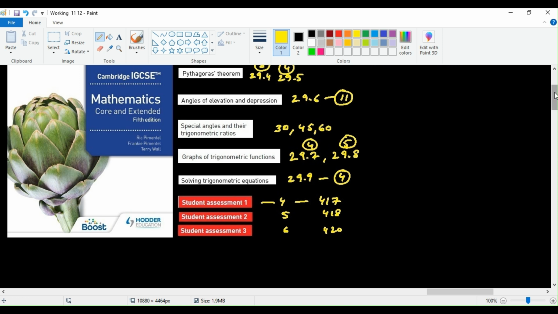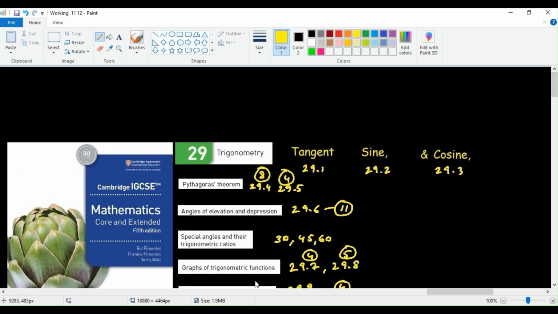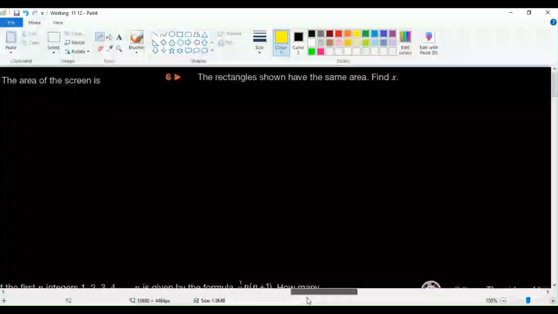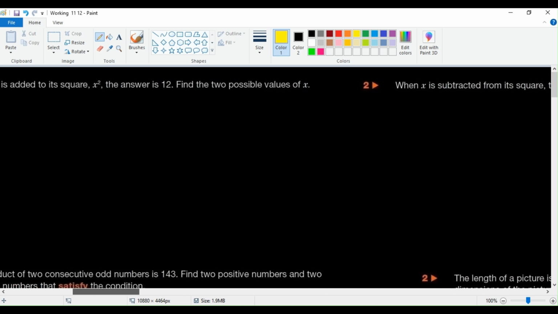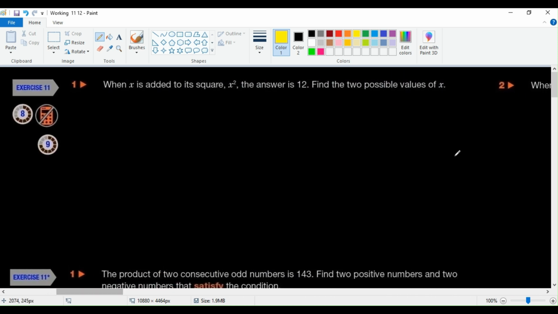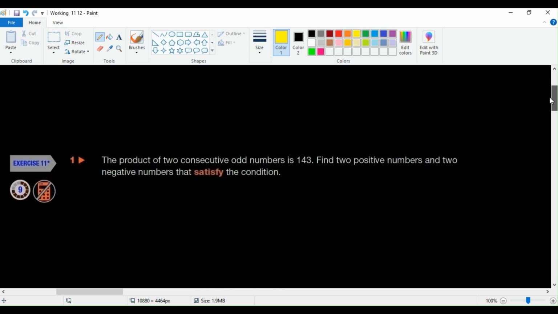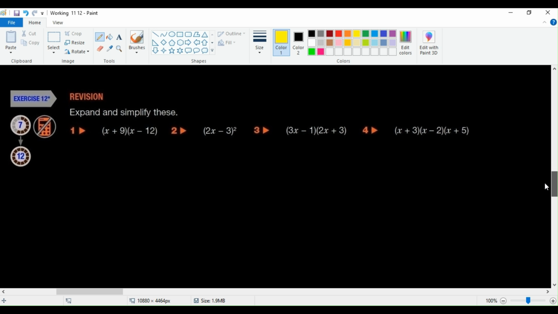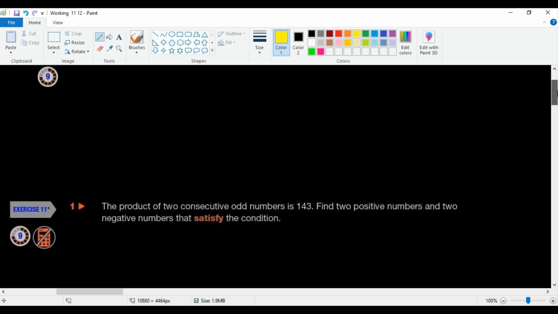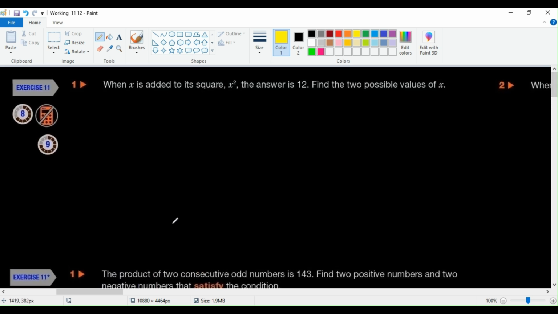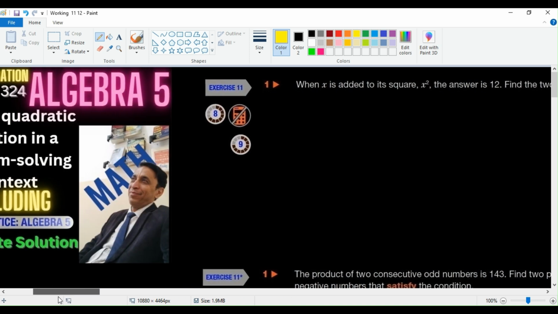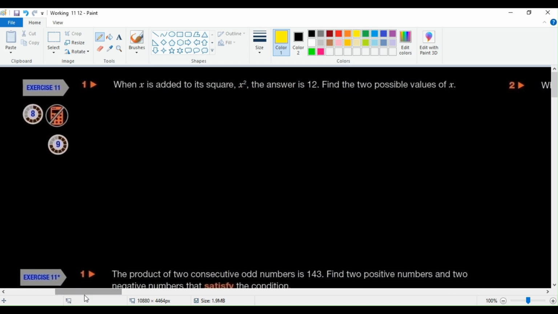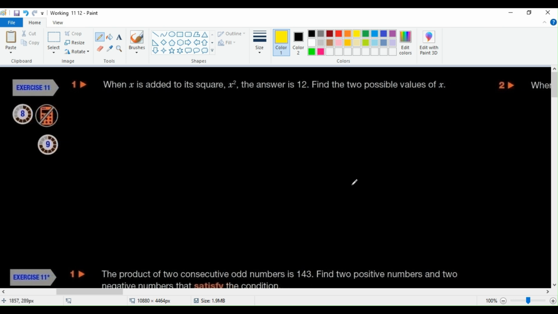So let's begin exercise 11. That is actually 11, and then will come 11 star, then exercise 12, and then exercise 12 star, and then we follow with solving past papers or difficult questions from Algebra 5.